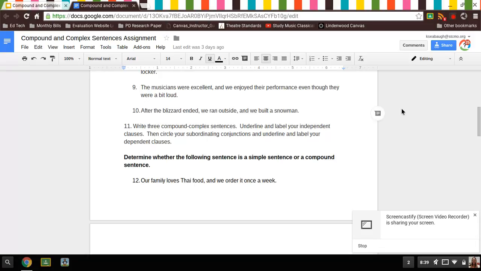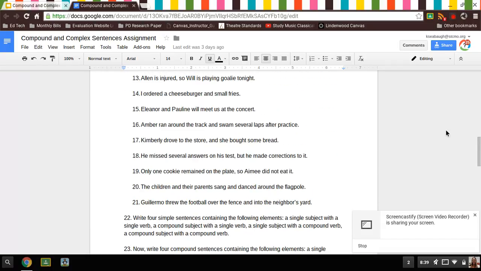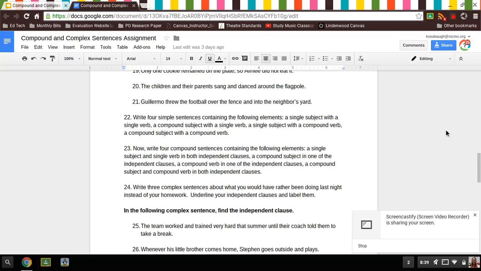In the next section, you're going to determine whether the sentence is a simple sentence or a compound sentence. So you can just write simple or compound. And then don't forget about 22, 23, 24. You're going to write 4 simple sentences. Each simple sentence should contain a different thing. So your first one should have a single subject with a single verb. Next one should have a compound subject with a single verb. Next sentence should have a single subject with a compound verb. And your last sentence should have a compound subject and a compound verb.